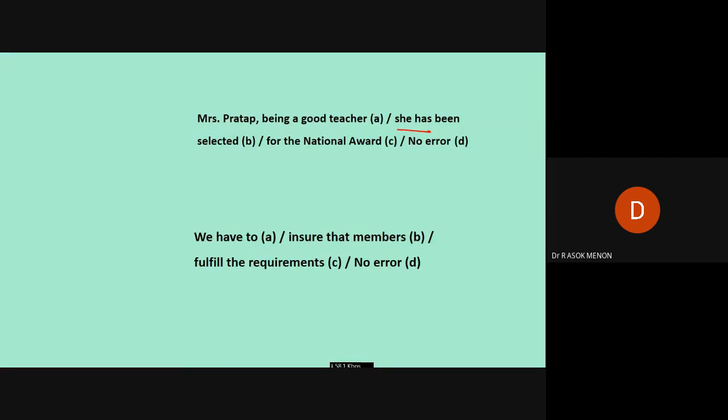Then we have to ensure that members fulfill the requirements. We have to ensure. Yes, that's correct. Vivek Chauhan, Kishore, Niba Babu have said it correctly. It is ensure, not insure. Ensure and insure are different. Ensure means to make sure. Here it is insure. Insure is a technical term, to make surety, safety. Ensure means to make sure.